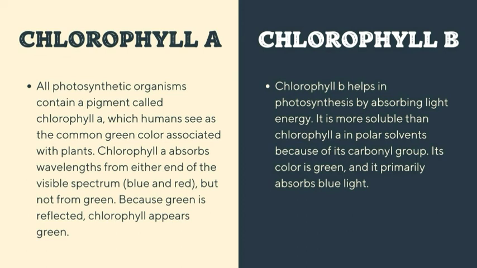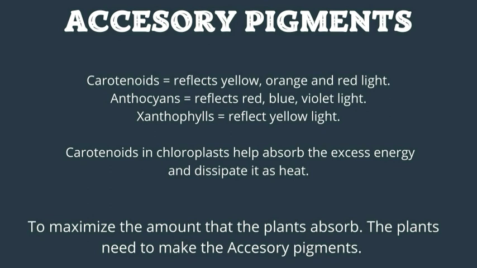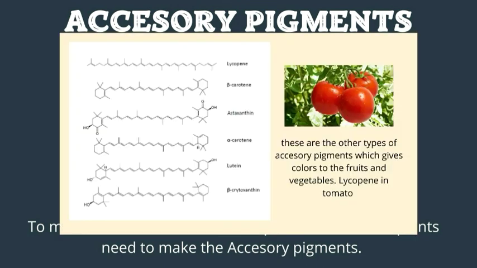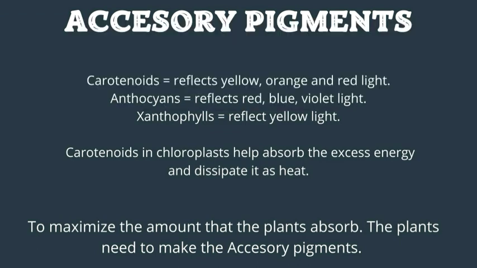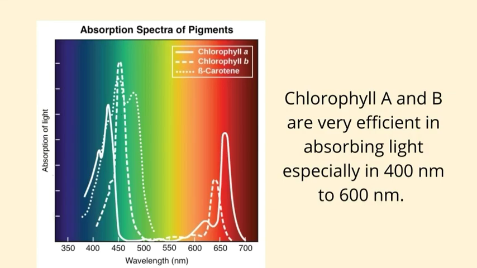Chlorophyll B helps in photosynthesis by absorbing more light energy, and it is more soluble than chlorophyll A. There are also different types of pigments that we can find in plants called the accessory pigments. One example is the carotenoids, which reflect yellow, orange, and red light. Carotenoids in chloroplasts help absorb the excess energy and dissipate it as heat. And the accessory pigments are used to maximize the amount of light that the plants can absorb. Chlorophyll A and chlorophyll B are very efficient in absorbing light, especially in 400 nm to 600 nm.